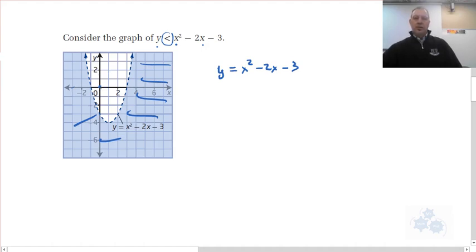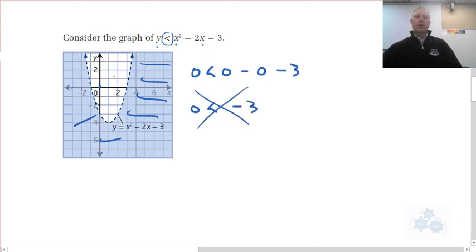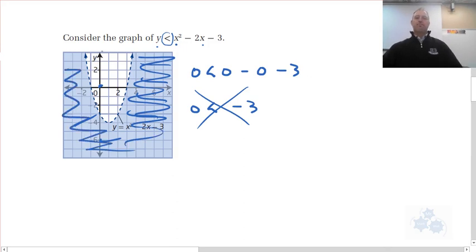So let's test 0, 0 to see if this is correct. Of course, we kind of know it is correct, but let's just test 0, 0. So 0 is less than 0 minus 2 times 0 minus 3, or 0 is less than negative 3. Well, this doesn't work, right? So that means that 0, 0 is not in the solution region. So if you were trying to shade either the inside or the outside, you'd say, oh, 0, 0 is not part of the solution region, so I have to shade wherever 0, 0 is not, on the outside here, okay? And that's 9.3. That's the only difference.